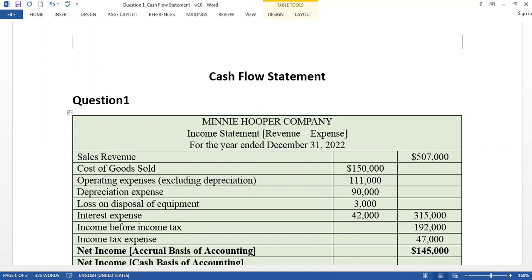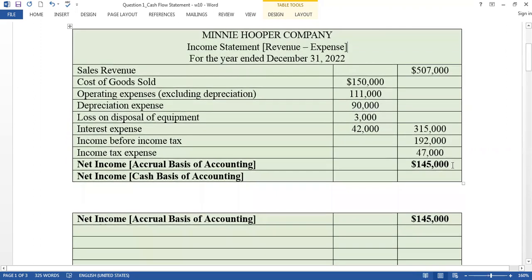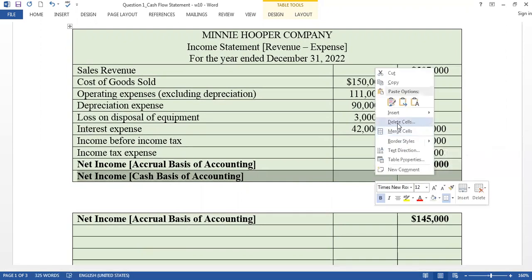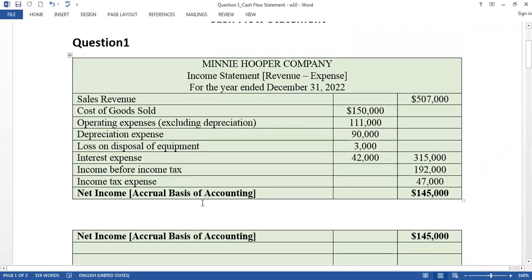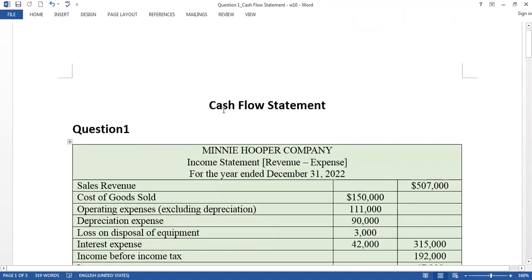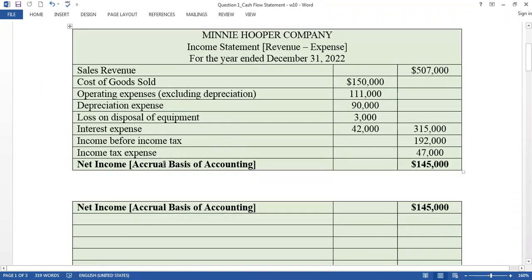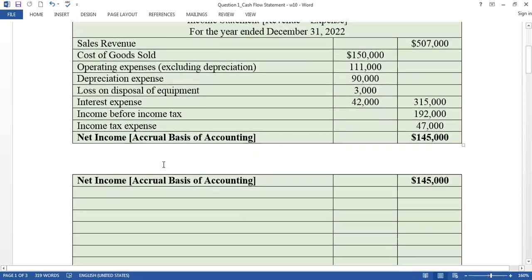We prepare the income statement based on revenue and deduct expenses. We get net income or net loss. So this is the net income given by the question, and it is the accrual basis net income. But as we are talking about cash flow, everything should be cash, right? Accrual basis means not all cash, but cash basis means only cash.